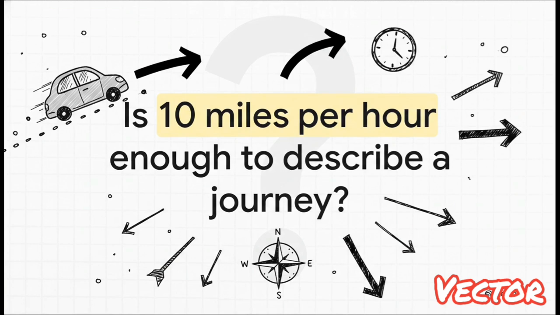If I tell you I'm driving my car at 10 miles per hour, do you have any idea where I'm going to end up? Not really, right? You know how fast I'm going, sure, but you have absolutely no clue which way I'm headed. And that exact problem, that's why vectors were invented.